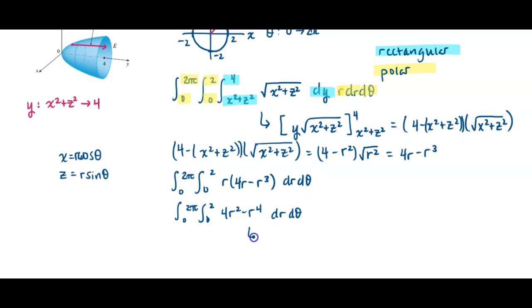Okay, so evaluating this, we get the integral of 4r squared with respect to r, turns it into 4/3 r cubed minus 1/5 r to the 5th power, going from 0 to 2, is going to give us, well, 2 cubed is 8, so this will be 32/3, minus 2 to the 5th power is 32, so this will be 32/5.